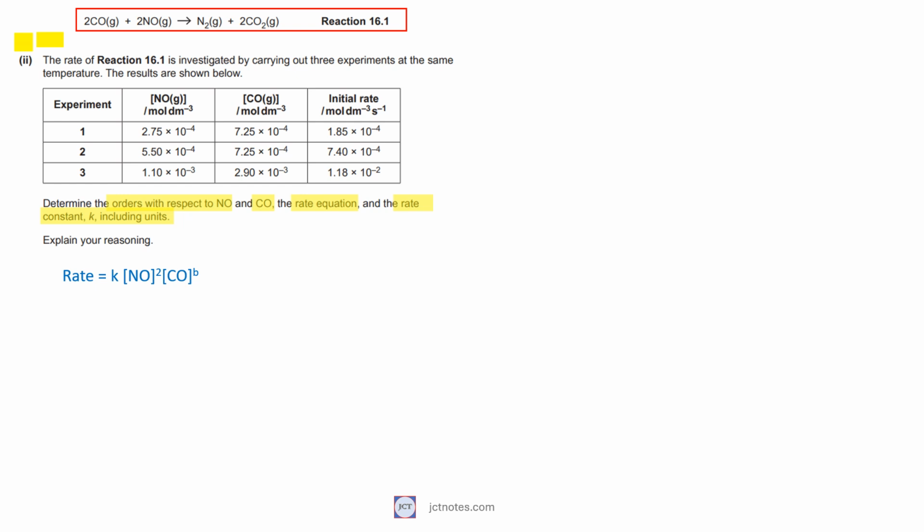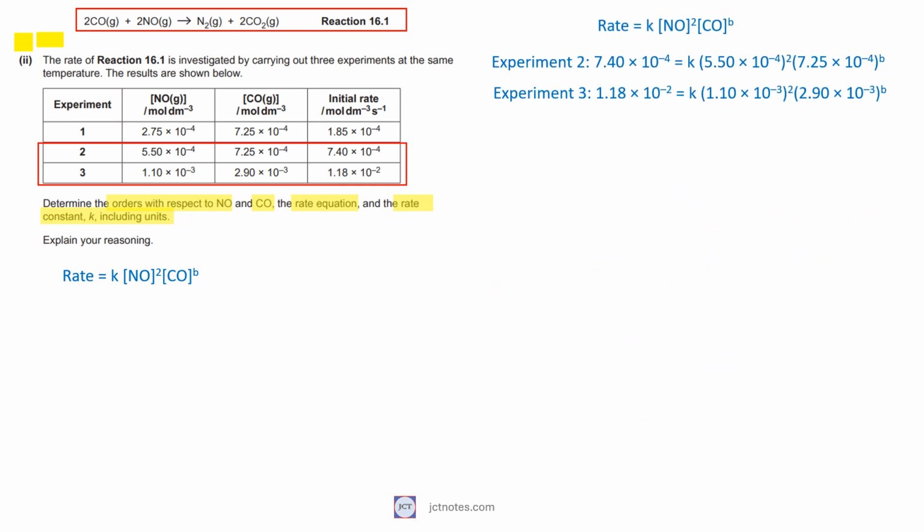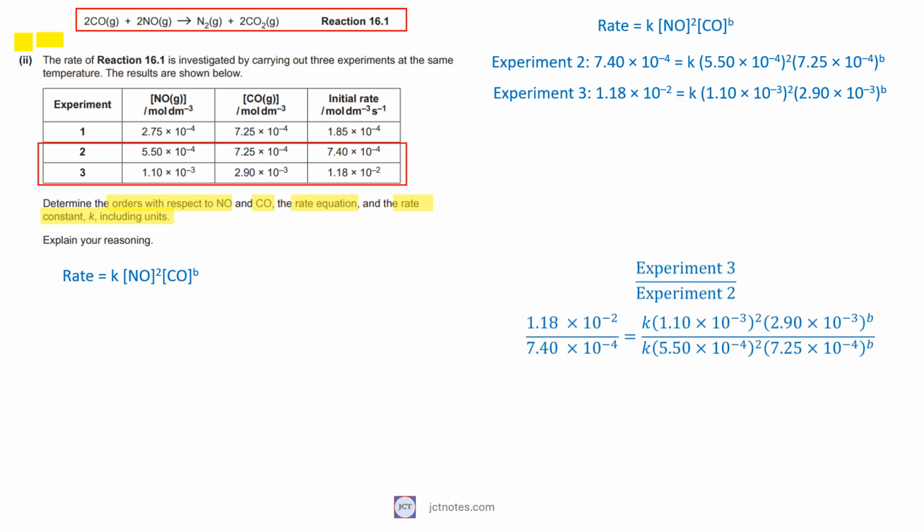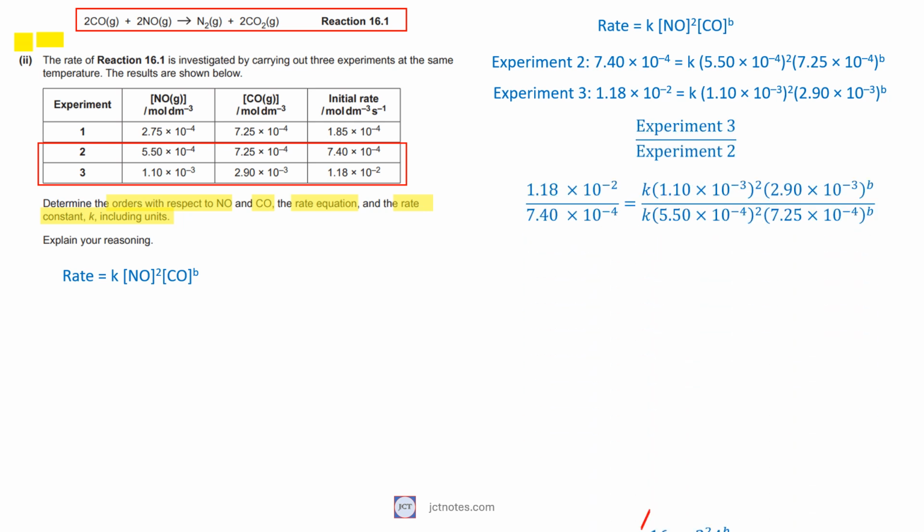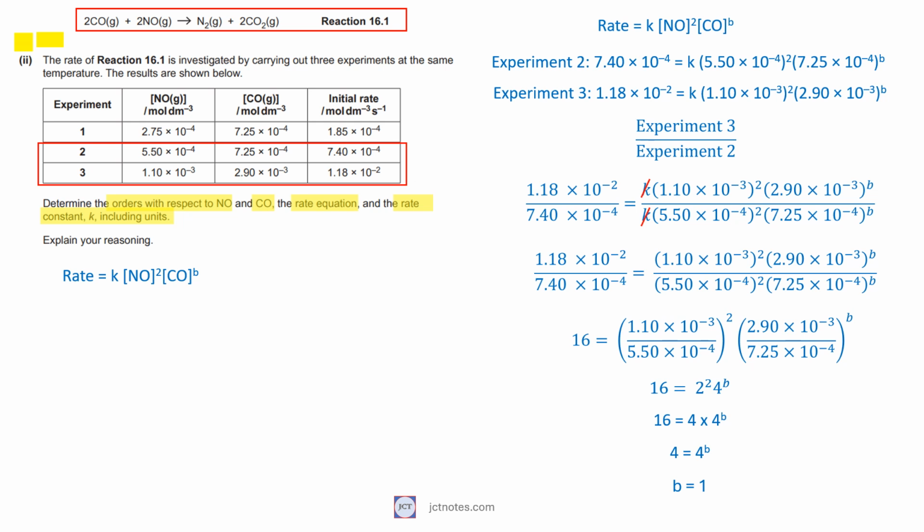We now compare experiments 2 and 3. You can follow a reasoning similar to the comparison between experiments 1 and 2, as I have done on my website, but I find it easier to explain using the systematic approach of using the rate equation. This method is also less prone to errors in the exam. Replacing the values that we have in the rate equation, if we divide experiment 3 by experiment 2 and simplify, we can see that B equals 1. I put all the numbers in one go to speed the process. We have now the order with respect to NO and CO.